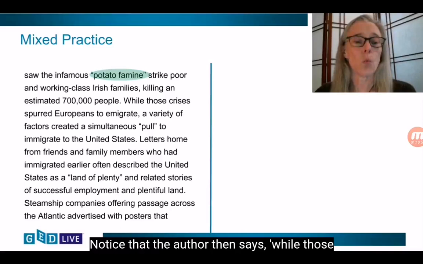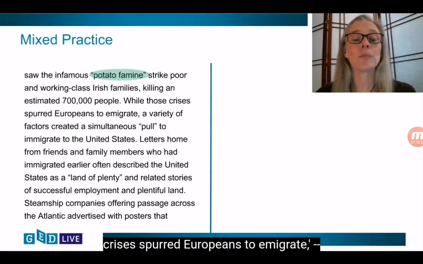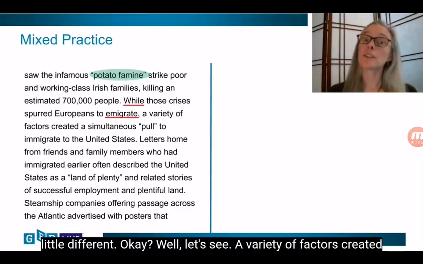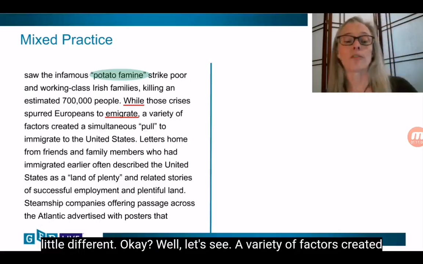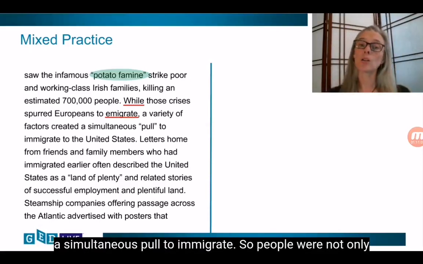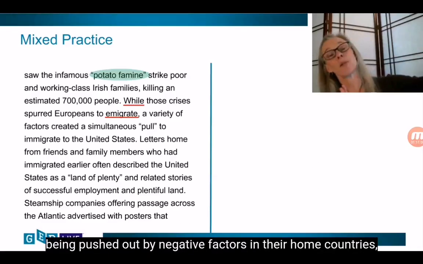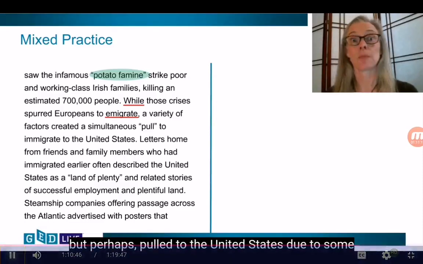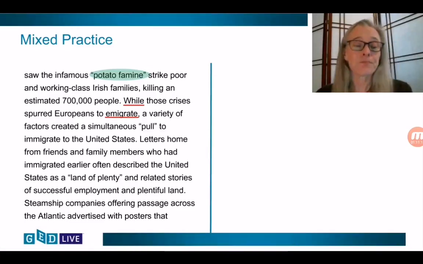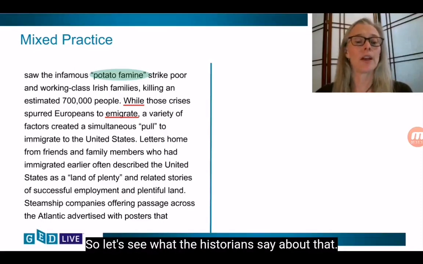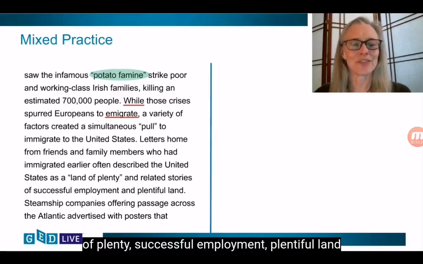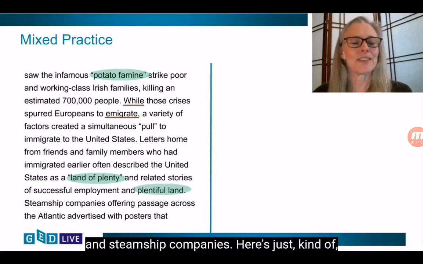Notice that the author then says, while those crises spurred Europeans to emigrate, well, you know that the author's now going to tell us something a little different, right? Well, let's see. A variety of factors created a simultaneous pull to immigrate. So people were not only being pushed out by negative factors in their home countries, but perhaps pulled to the United States due to some kind of positive factors, right? So let's see what the historians say about that.